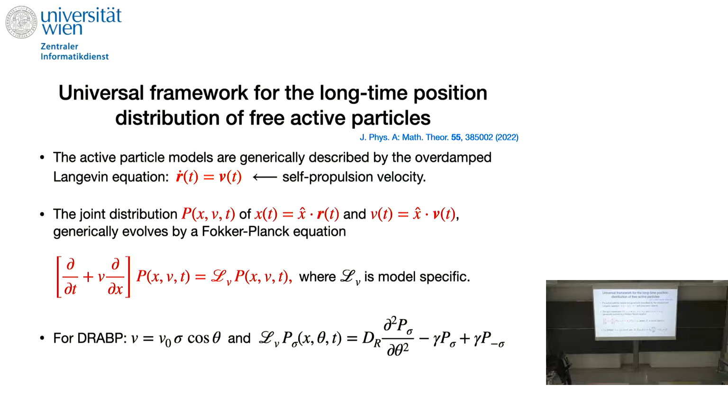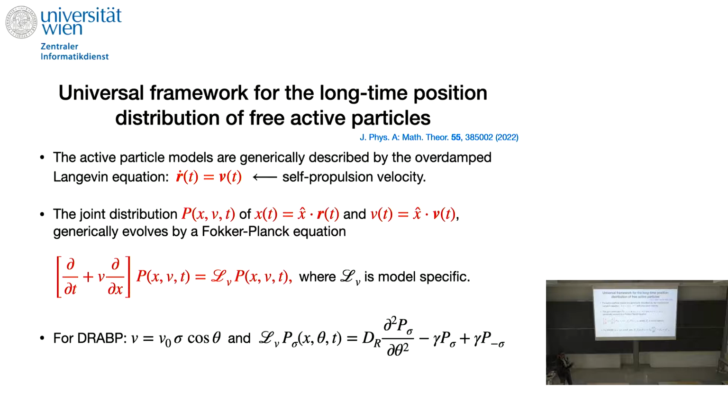So this P of x, v, t will have some kind of Fokker-Planck equation, where this is the advective term, and then you have something like this. And this operator L_v will be model specific. For example, if you look at this graph where v is v naught sigma cos theta, this operator will be something like this: this is how theta changes, and this is how sigma changes. If you look at RTP, it will have a different form of dynamics. If you look at ABP, for example, this term will not be there.